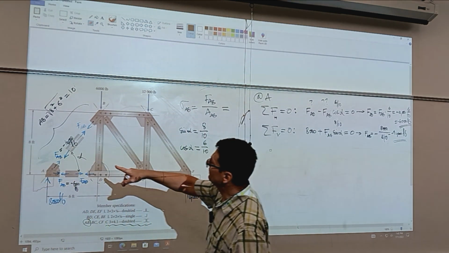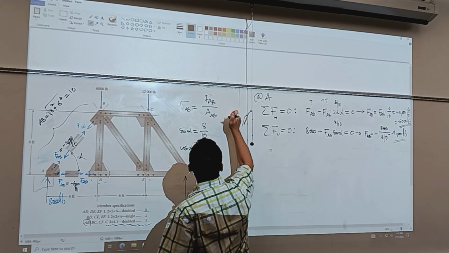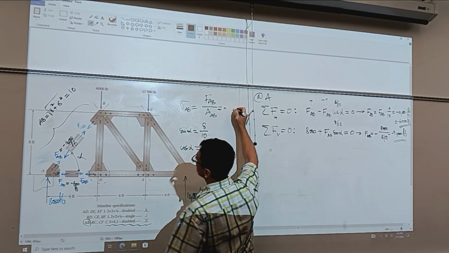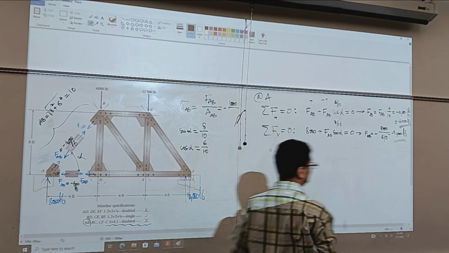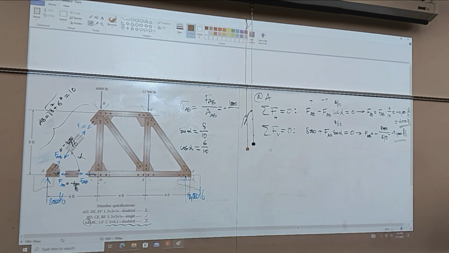We could calculate the stress. So it was FAB. There will be a compressive stress, so negative, compressive: 10,000 divided by the area of AB. And for that, we need to go to the back of the book. So again, it is C3 by 4.1, pretty lightweight.